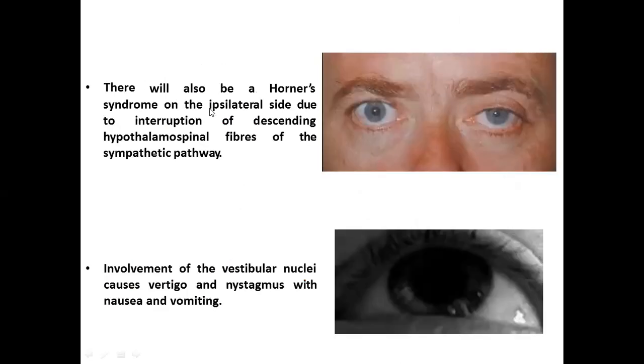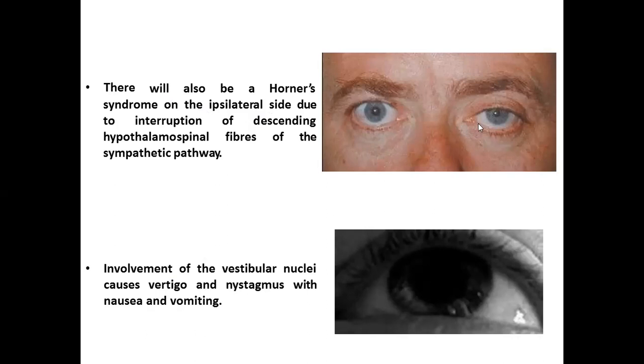Then there will be Horner syndrome. So what is Horner syndrome? It is a combination of signs and symptoms caused by disruption of the nerve pathway from the brain to the face and eye on one side of the body.